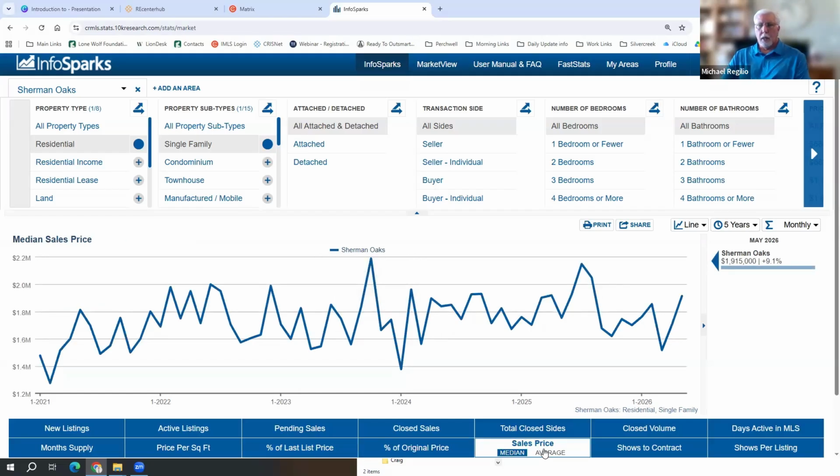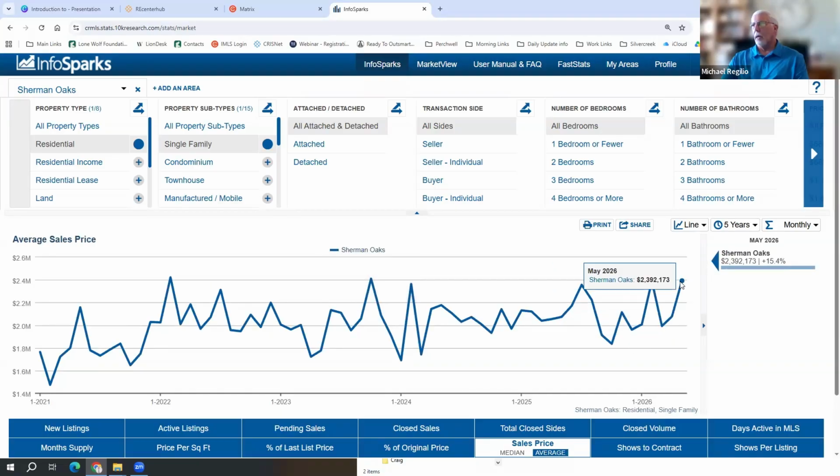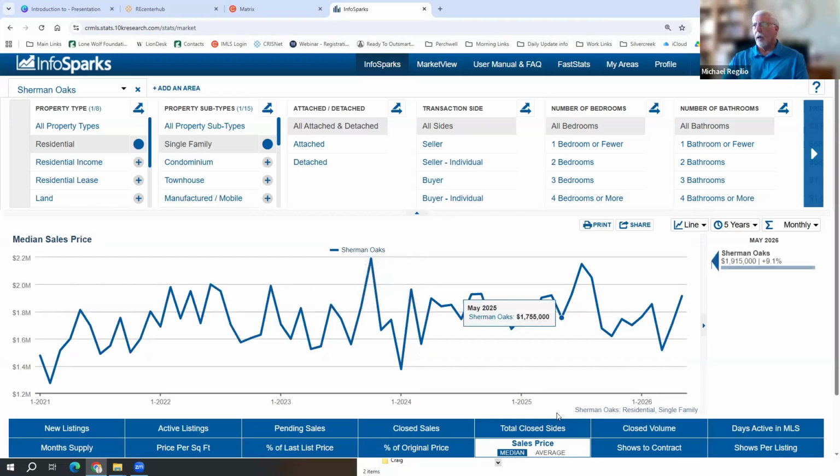This is one that we publish a lot, which is the median or average sales price based on our marketplace that we put into our filters, single family in Sherman Oaks. The median sales price is $1,915,000, and then we have the average sales price at $2,392,000. So the average is taking all of the properties that sold, adding up all of the sales prices and dividing it by the number of sales, right? The median is half of the homes sold above this price, half of them sold below this price.